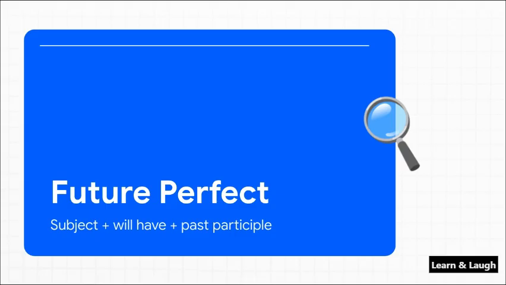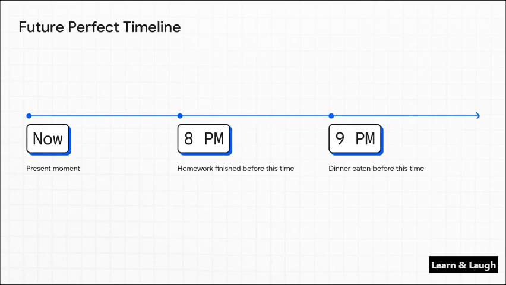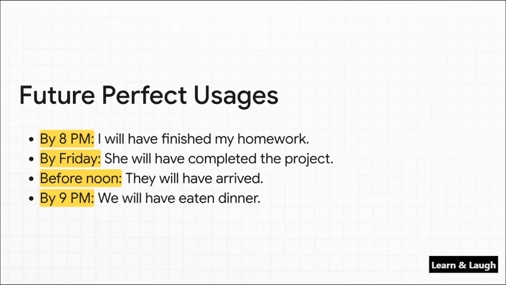We use this tense to talk about actions that will be entirely 100% completed before a certain specific time in the future actually arrives. Let's visually map this out to make it crystal clear. Imagine 2 points in the future, let's say 8 p.m. and 9 p.m. If I am looking ahead to 8 p.m., I can confidently say the homework action is completely finished. If I look ahead to 9 p.m., the dinner action is fully complete. The action is totally done and dusted before we even reach that future milestone.